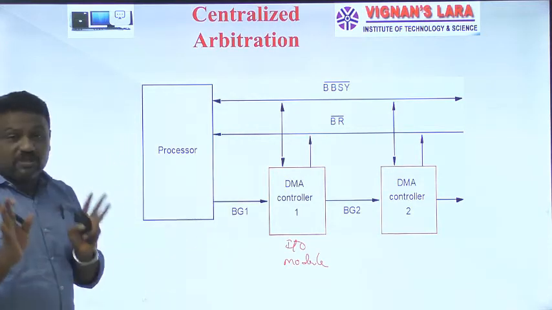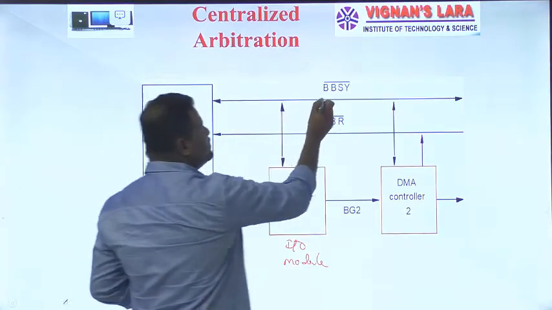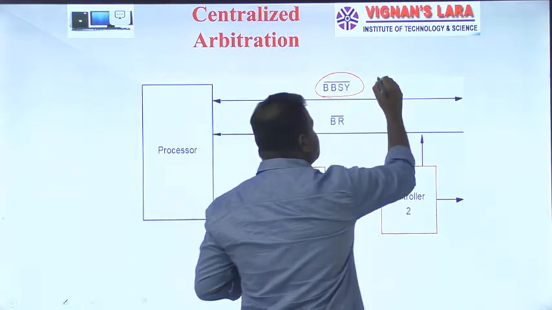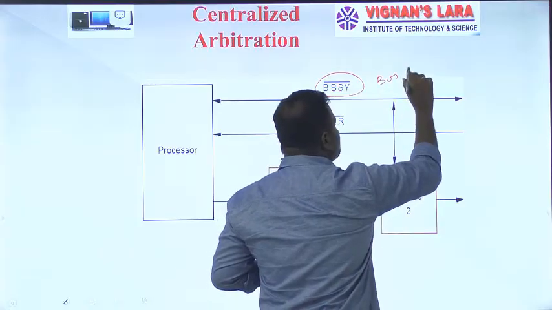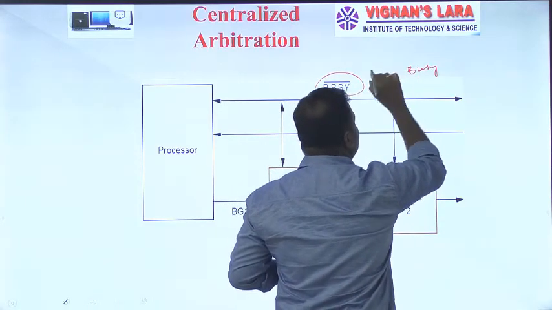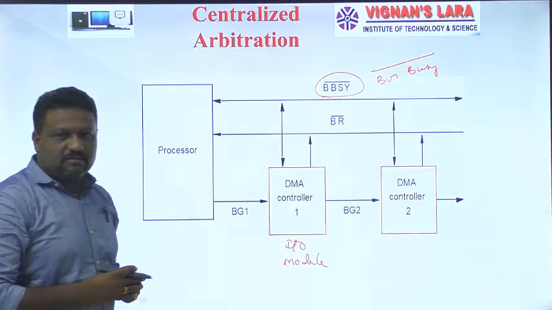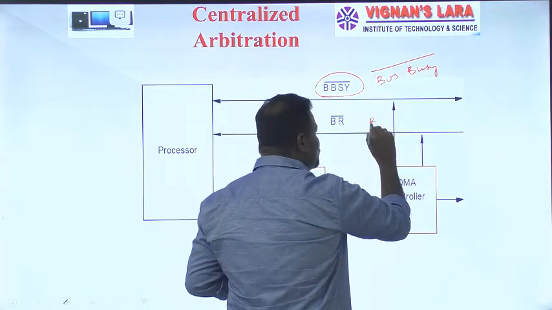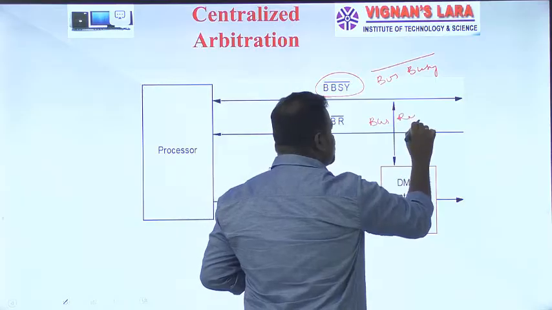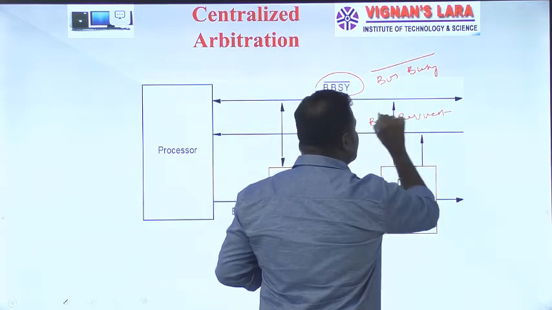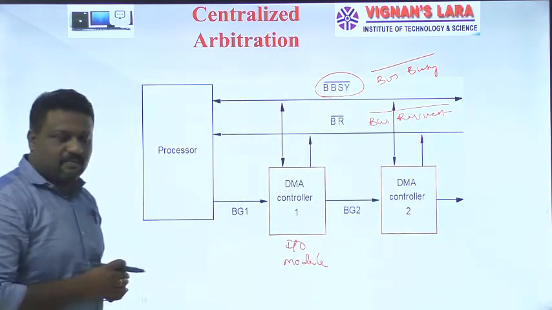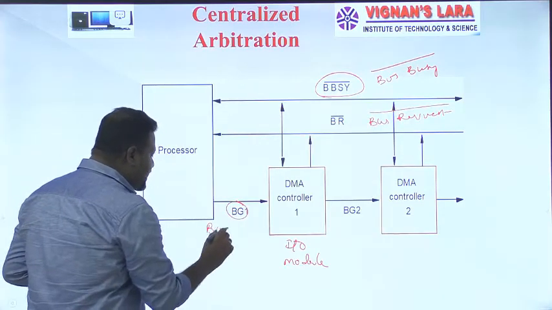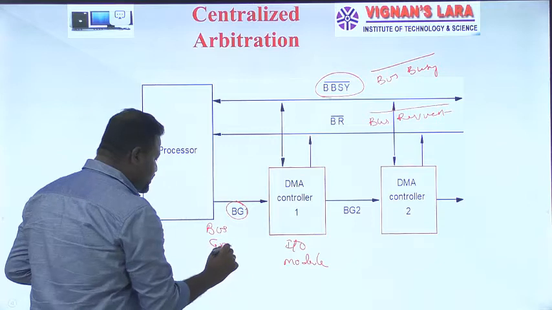And here we are using three different signals. One is BBSY bar, which means bus busy. This is an active low signal. The second one is BR bar, that means bus request. It is also an active low signal. And the next one is BG. It means bus grant, which is an active high signal.